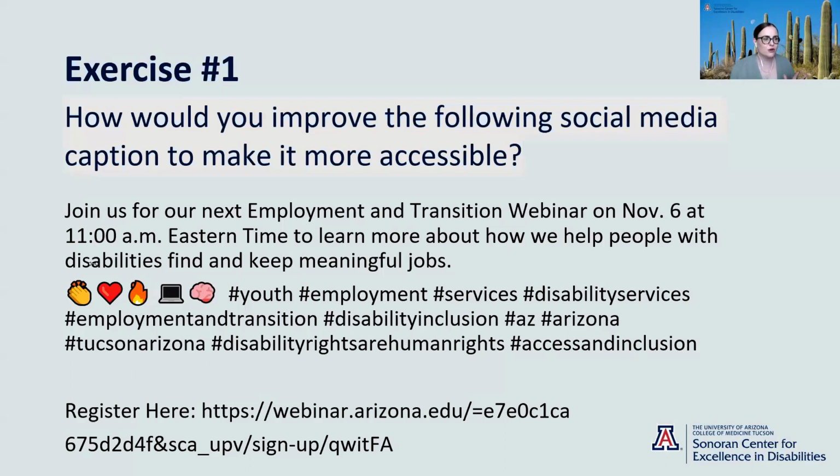All right, so we have a quick exercise here. How would you improve on the following social media caption to make it more accessible? So the social caption I have here, which is just a purely made up example, says, join us for our next employment and transition webinar on November 6th at 11 to learn more about how we help people with disabilities find and keep meaningful jobs. I have some fun emojis and hashtags and a link to register. So you don't have to fully rewrite it, but in the chat, just let me know, is there anything that stands out that you would improve on in this caption?